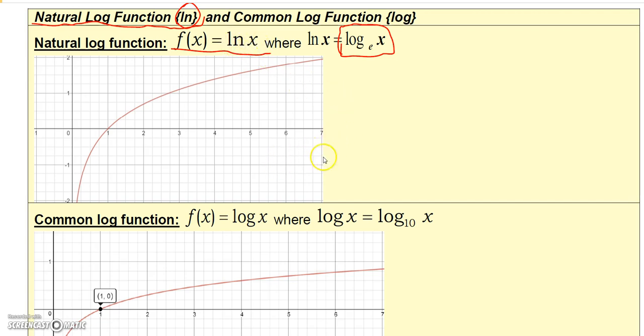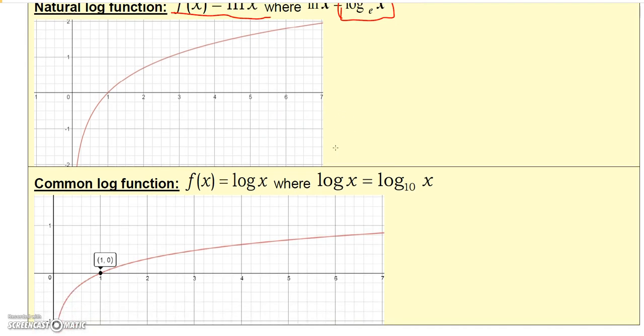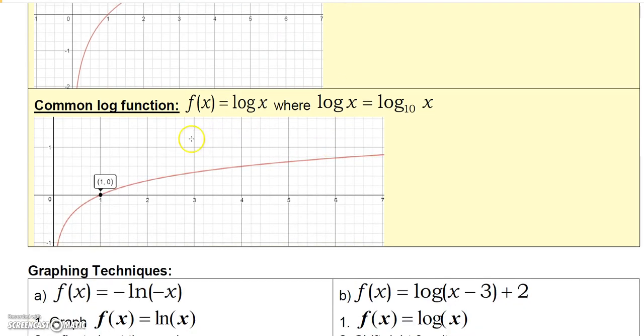All right. Now the common log function, another function that we can use in abbreviated form, we identify without identifying a base. So the common log function would be just log x. If you ever see log x, that is simply the log of x base 10. That would be the shortcut for the log of x base 10.